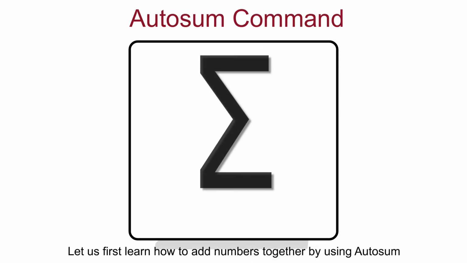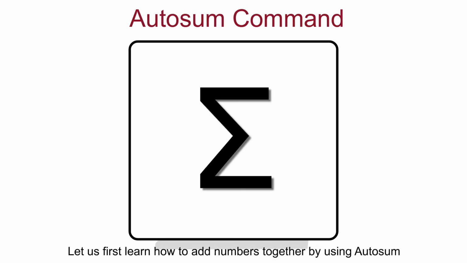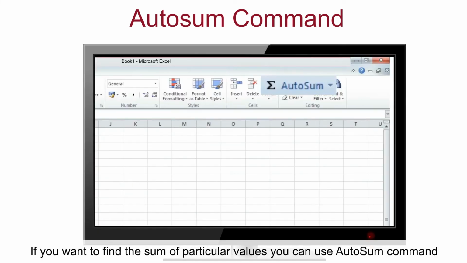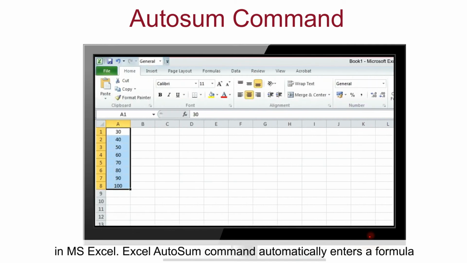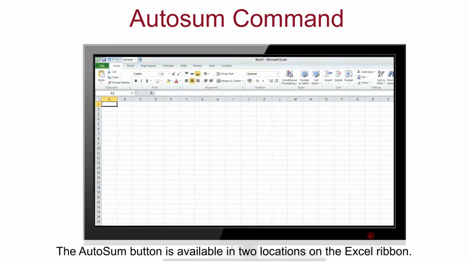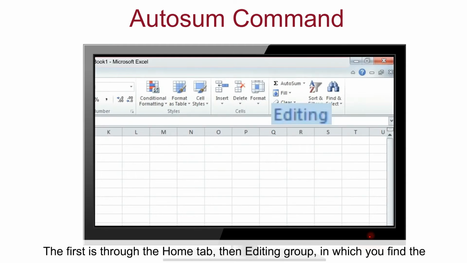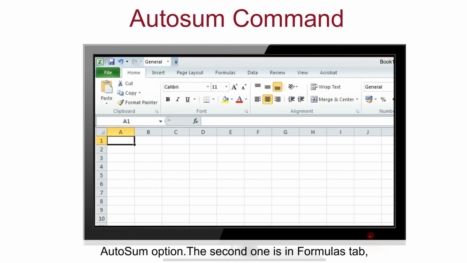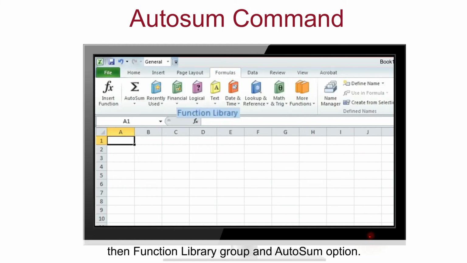Let us first learn how to add numbers together by using autosum. If you want to find the sum of particular values, you can use autosum command in MS Excel. Excel autosum command automatically enters the formula to sum numbers in your worksheet. The autosum button is available in two locations on the Excel ribbon. The first is through the Home tab, then Editing group, in which you find the autosum option. The second one is in Formula tab, then Function Library group and autosum option.